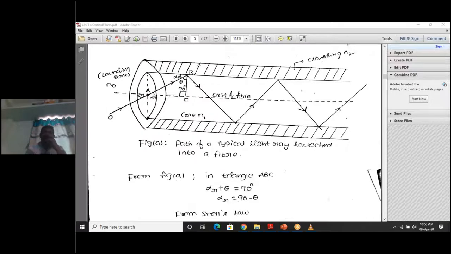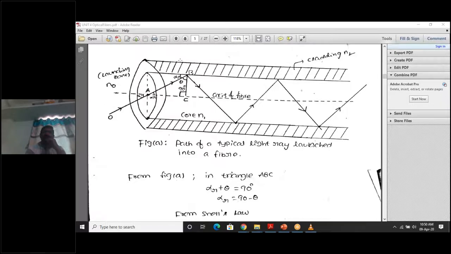At the same time, at point B, this light ray becomes the incident light ray. For this incident light ray, theta is the angle of incidence. If this theta is greater than the critical angle, theta C, then this light ray totally internally reflects into the same core medium.